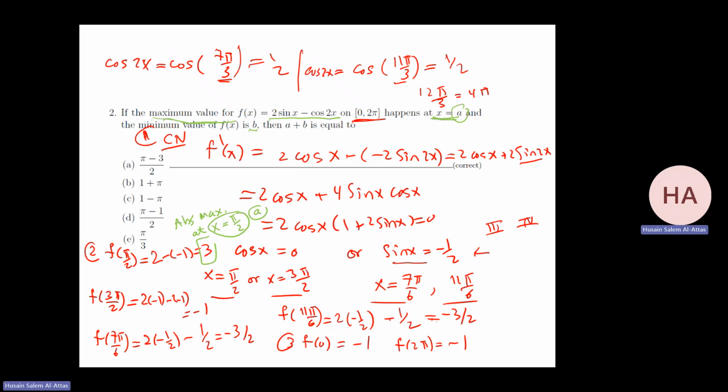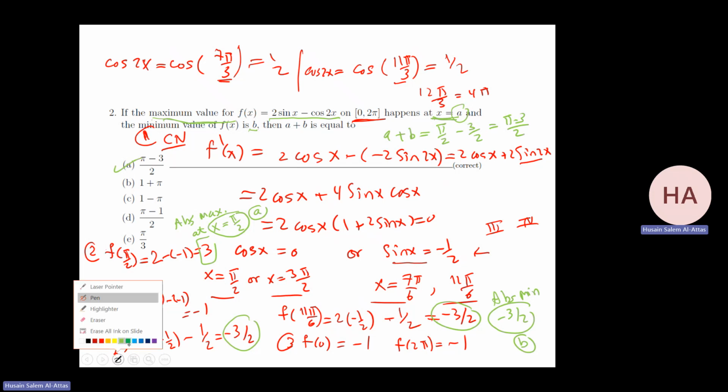And you want the absolute minimum. The absolute minimum is what? Yeah, that will be the absolute minimum, either this one or this one. So the absolute minimum is minus 3 over 2, and that will be B. You want A plus B. That will be 5 over 2 minus 3 over 2, which is minus 3 over 2, and that will be the answer. Yeah, not difficult, but it's a little bit lengthy, and be careful with the calculations, okay?